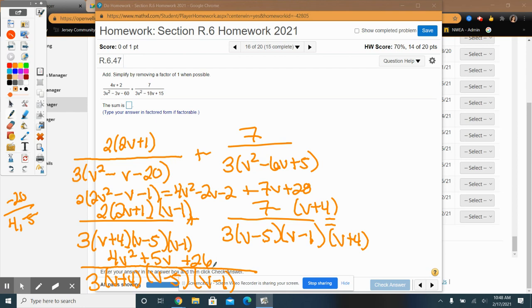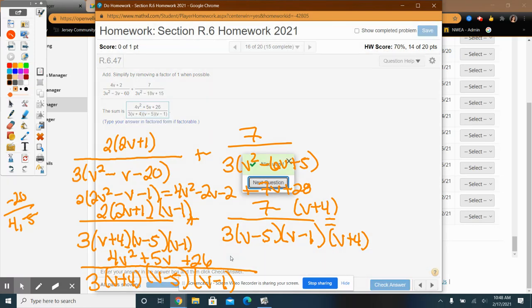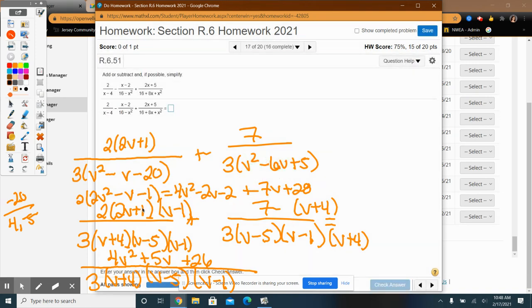Okay, I don't know that that factors. I don't think it does. Let's see if it will take the answer. It's kind of a hard one. This one is kind of messy. So 4v squared plus 5v plus 26. On the bottom, all those factors: 3, v plus 4, v minus 5, v minus 1. Okay, they took it like that. So you can find a fancy common denominator and then just clean up the numerators and add them.